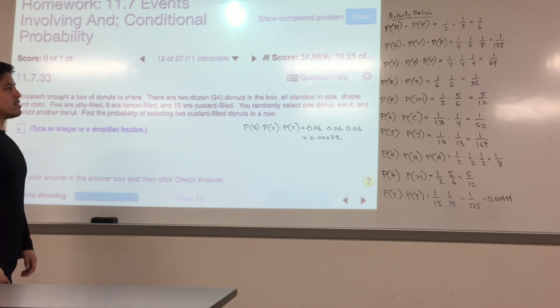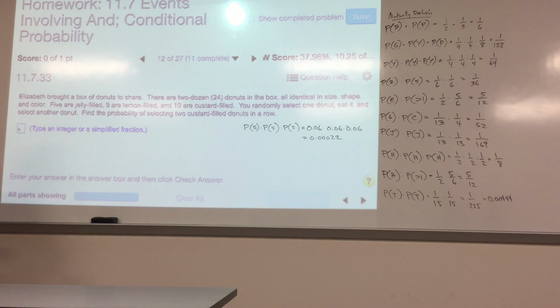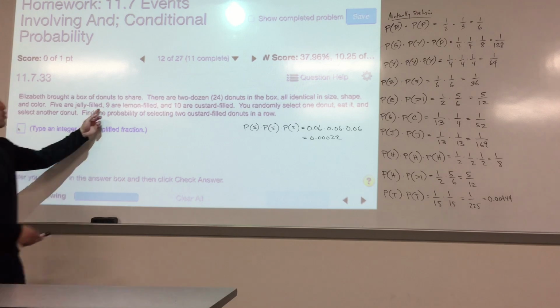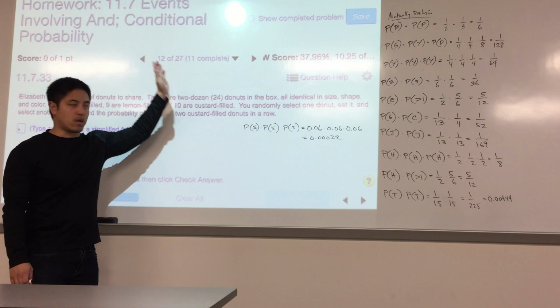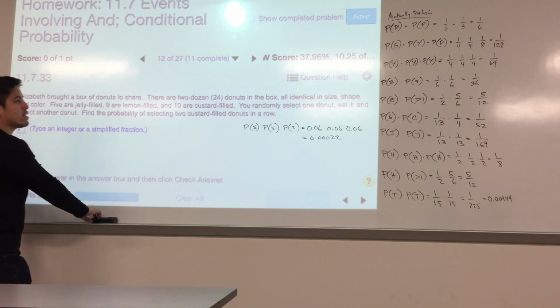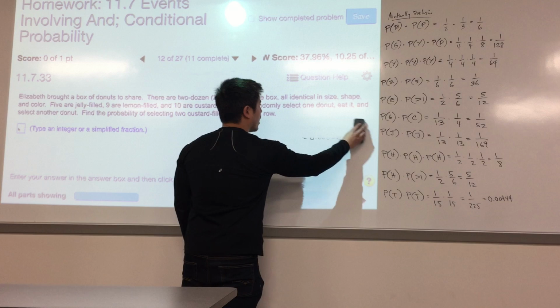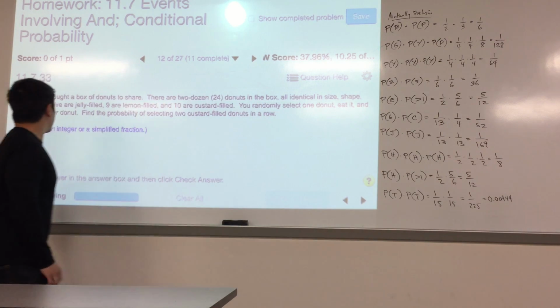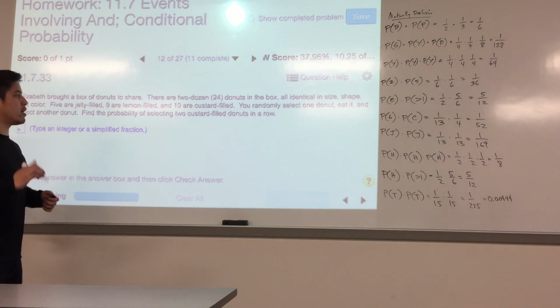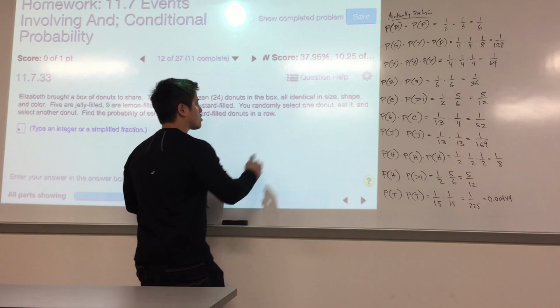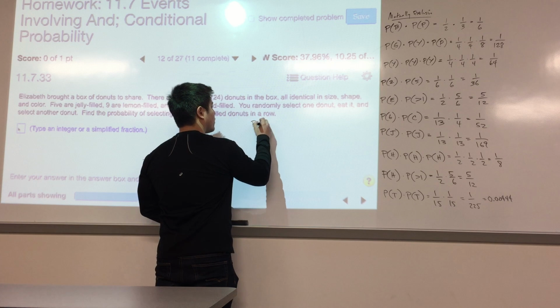All identical in size, shape, and color. 5 are jelly filled, 9 are lemon filled, and 10 are custard filled. Okay, does that equal 24? 5 plus 9 is 14, 14 plus 10, there's the 24. Done, okay? You randomly select one donut, eat it, and select another donut. Find the probability of selecting 2 custard-filled donuts in a row.